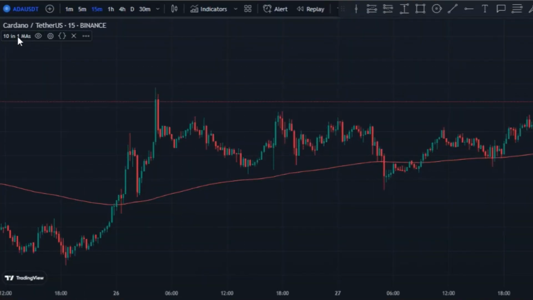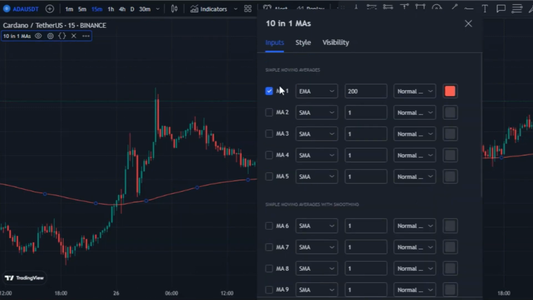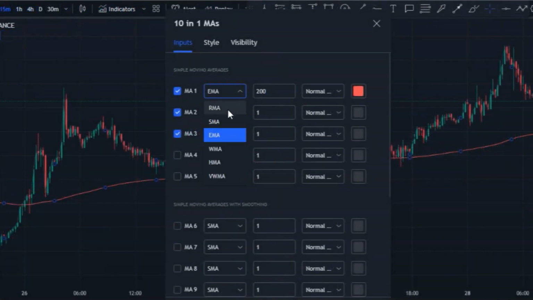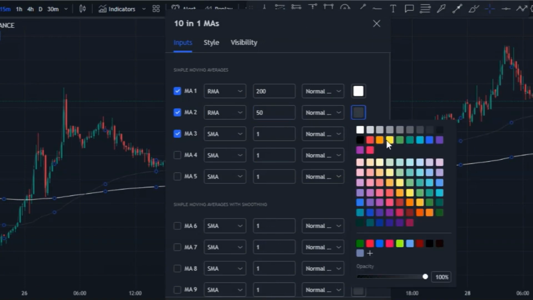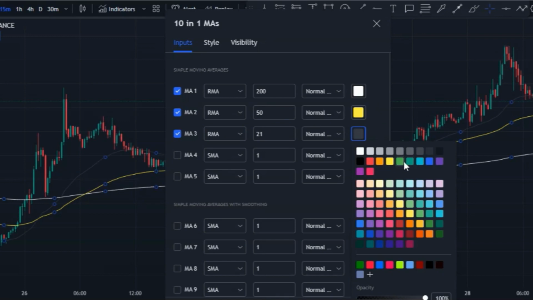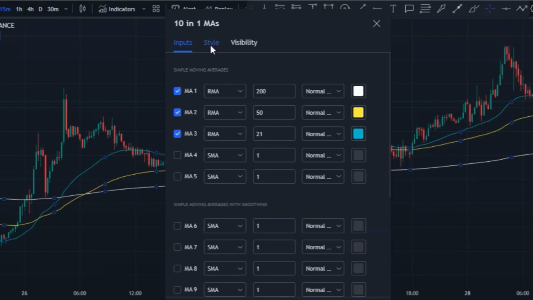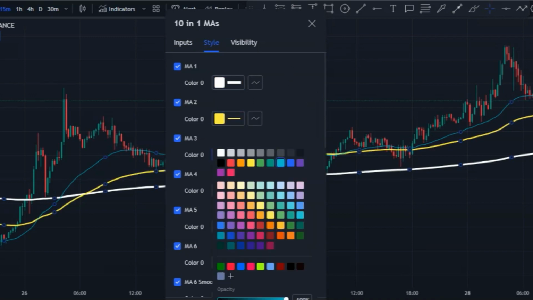The changes that we should use to optimize this indicator are as follows. You should activate MA1, MA2 and MA3 in the Inputs tab, then set MA1 to RMA and change its period to 200. Then also set MA2 to RMA but change its period to 50. And the last MA, which is MA3, should also be set to RMA and its period should be set to 21. Then in the style section, make the lines a little thicker so they are more visible in the chart.